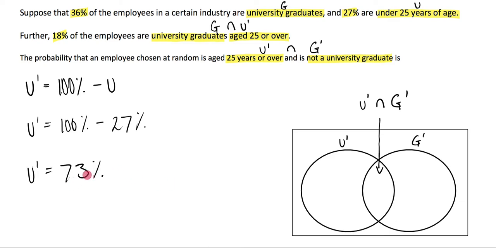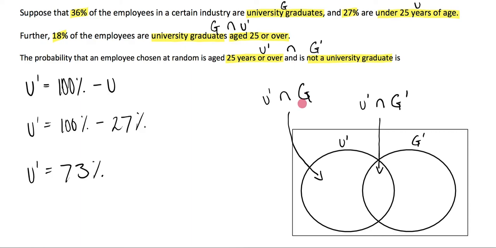Now, we can't put this 73% into our Venn diagram, into this circle right here, because it represents the entire circle. We do not know how it is broken up into these sections right here. So, what could we do? Well, what we need to do is figure out what this is as well. What is this section right here? What we need to know is that this section right here is U dash intersection of G. Now, why is that the case?